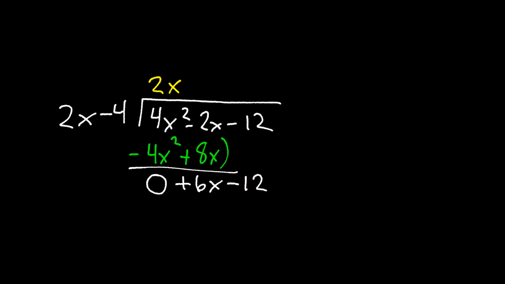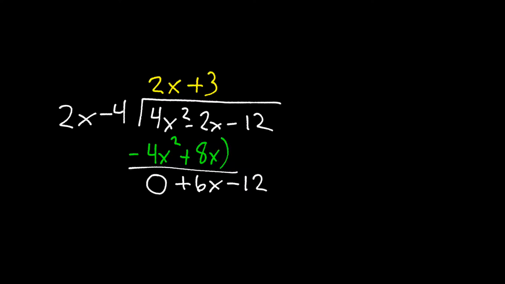Now I'm working with this term. I'm working with 6x minus 12. I'm still dividing it by 2x minus 4. And I need to figure out what can I do to my 2x to turn it into a 6x. And well, 2 times 3 gives me 6, so I'm going to multiply it by 3. And it's a positive 3, so we put plus 3 up top.